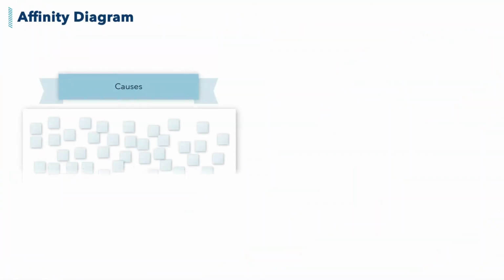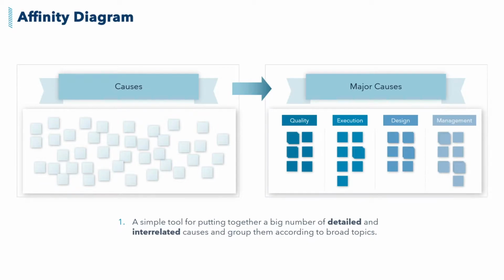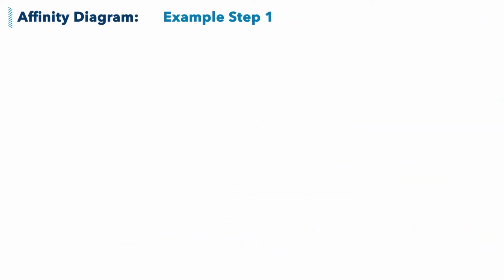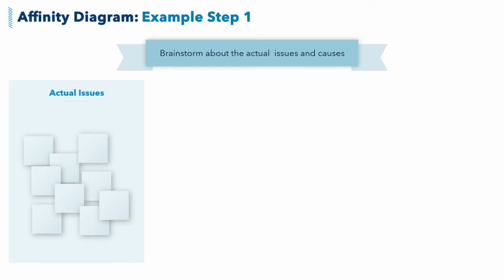The Affinity Diagram is a simple tool for putting together a significant number of detailed and interrelated causes and grouping them according to broad topics. Furthermore, it analyzes large amounts of data and discovers relationships that allow a design direction based on the association, often used to group ideas generated by brainstorming. In addition, this helps in focusing on the bigger picture or the major root causes. The first step in using the Affinity Diagram involves brainstorming the issues, then recording each of them with a pen on separate notes or cards.